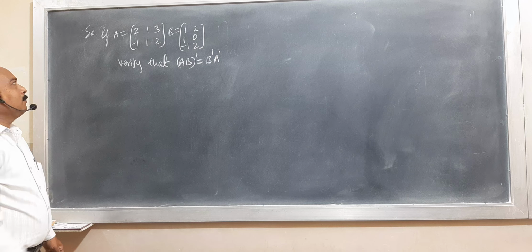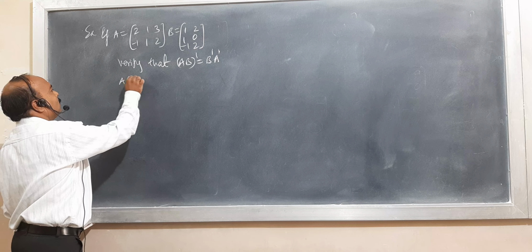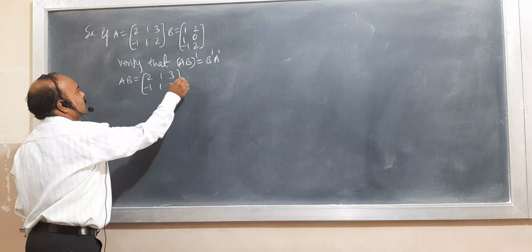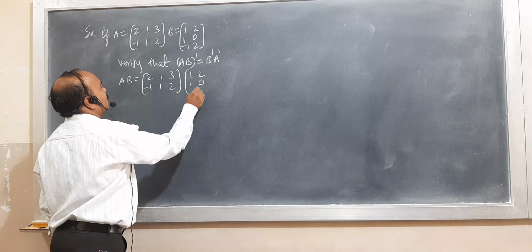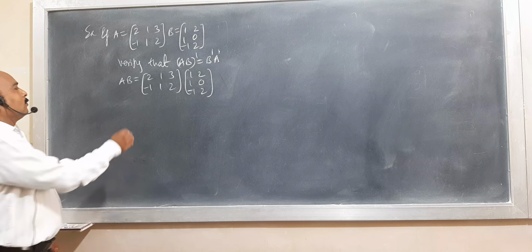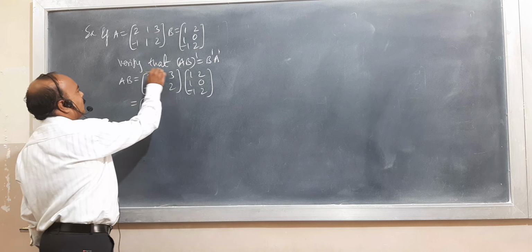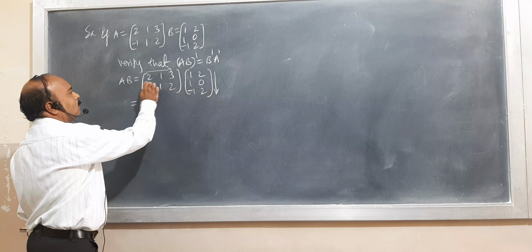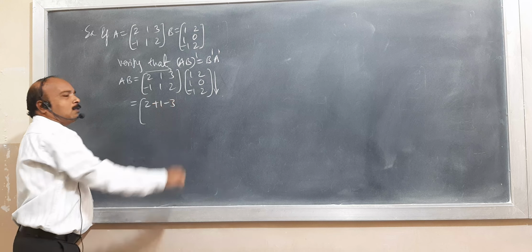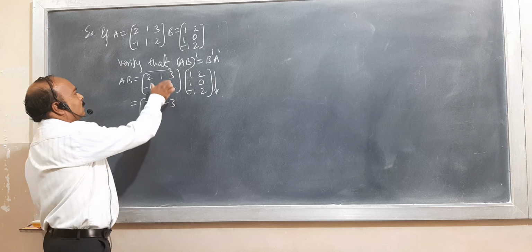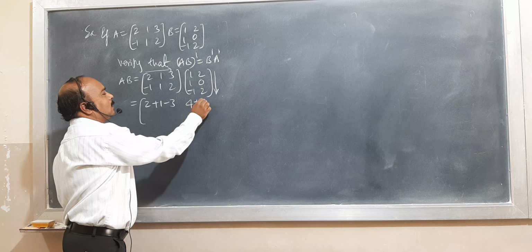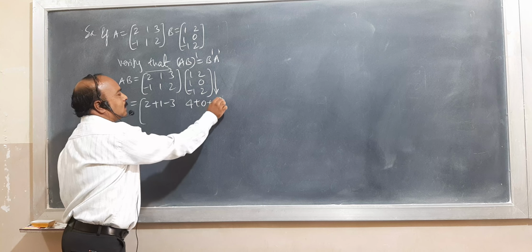Now first we go for AB matrix. A into B, that is [2 1 3; -1 1 2] into [1 2; 1 0; -1 2]. Now we multiply these two along row with column. 2 into 1 is 2, 1 into 1 is 1, 3 into minus 1 is minus 3. Next, first row with second column. 2 into 2 is 4, 1 into 0 is 0, plus 3 into 2 is 6.